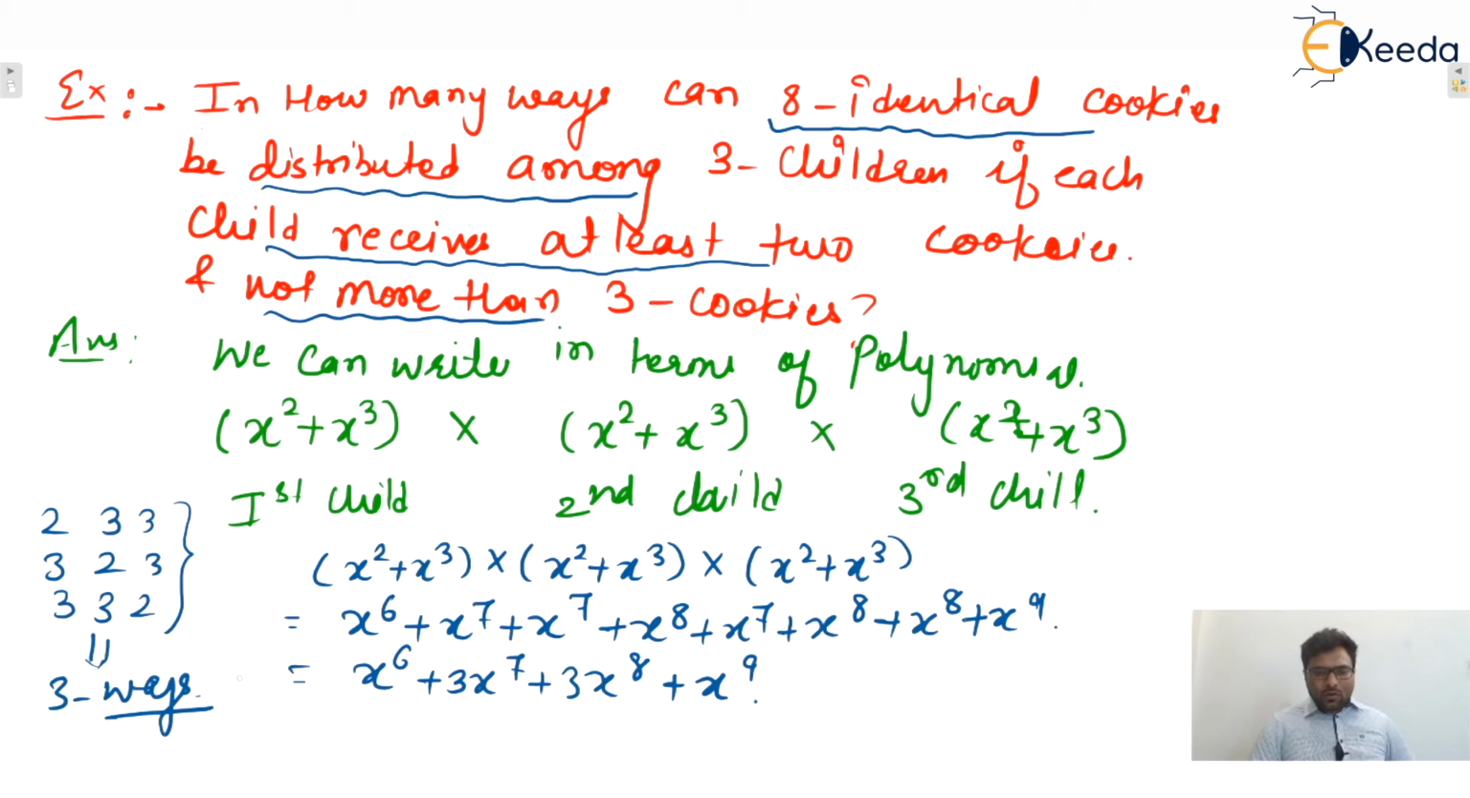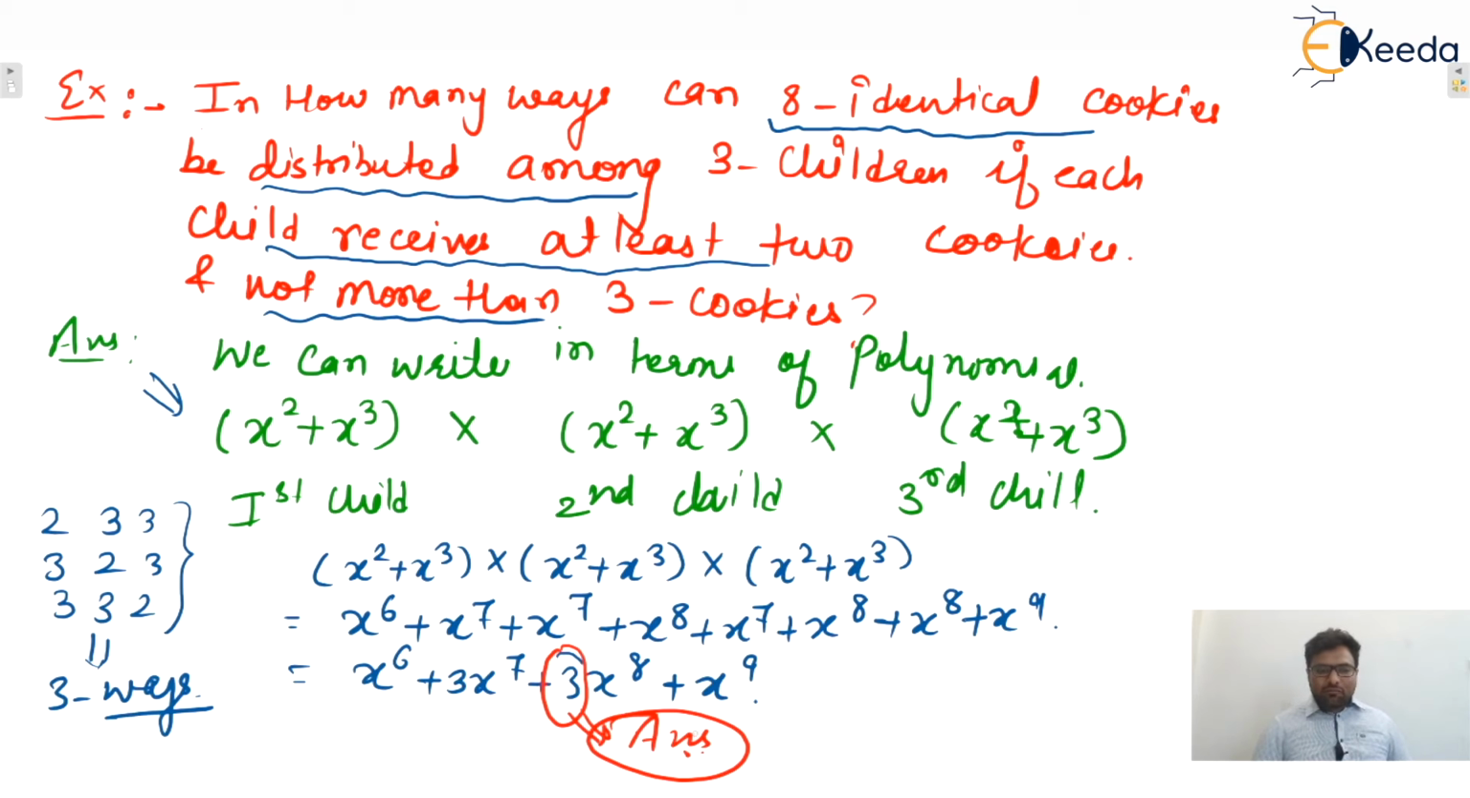Now we wrote this problem in terms of polynomials. After multiplication, since we are going to distribute 8 identical cookies, whatever be the coefficient of x raised to power 8, that is 3. So that will be the correct answer. I hope this one is clear to everyone.